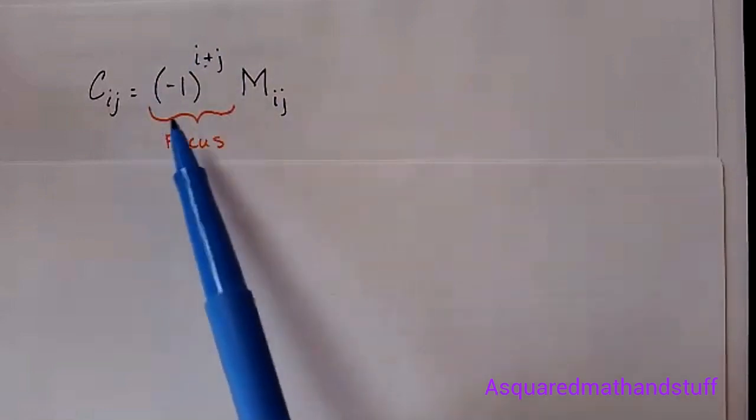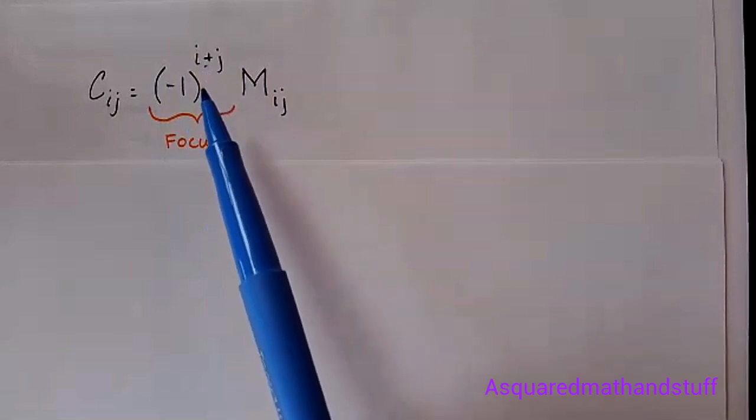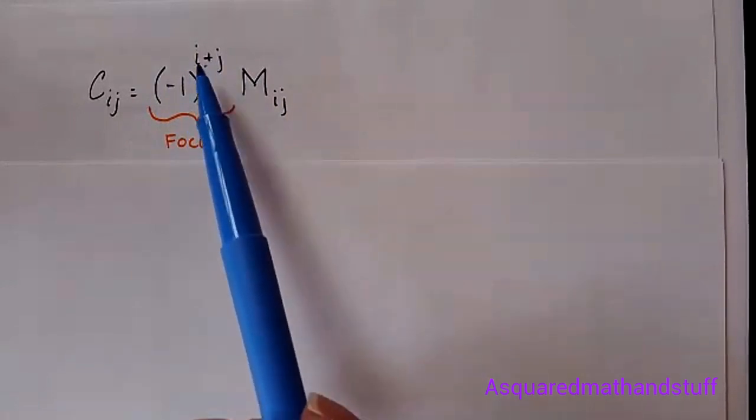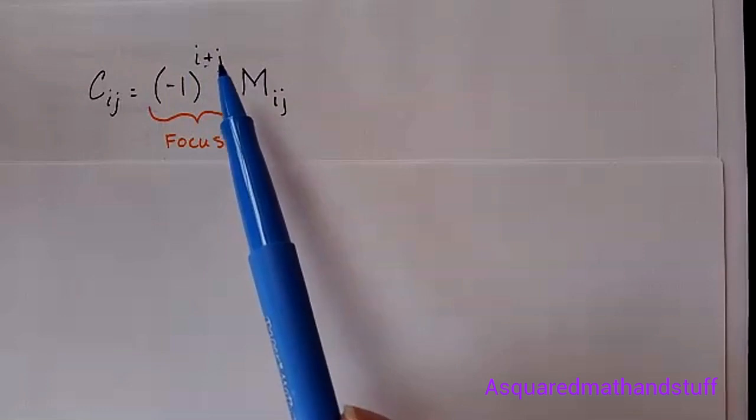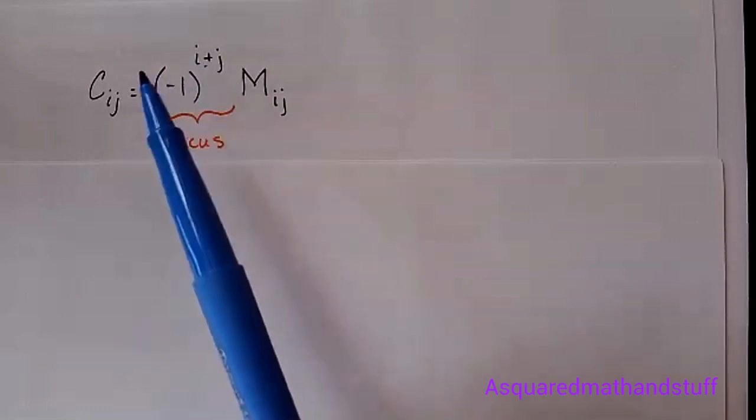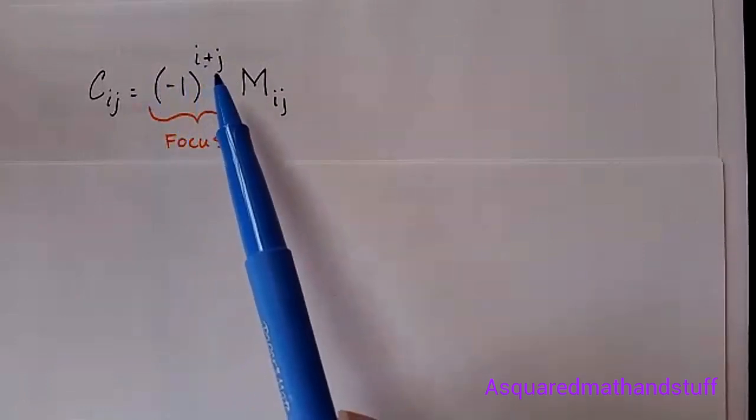So I'm just going to focus on this negative 1 raised to the i plus j, or our row plus column, because there's patterns in here. Since the row and column values will never change when we add, say, 2 plus 3, it's always going to be 5, we can create a shortcut when working with our cofactors.